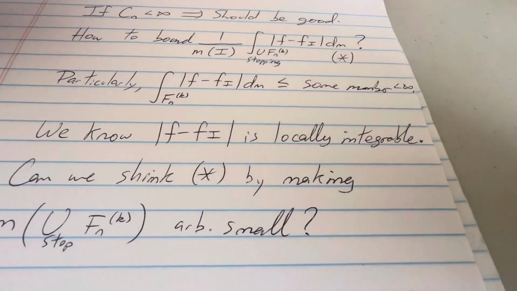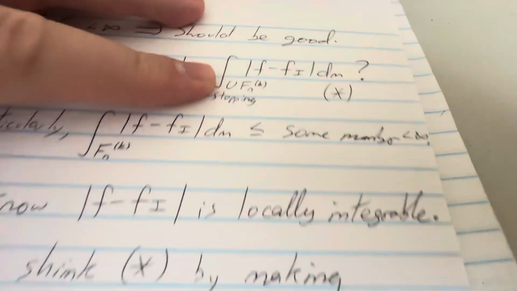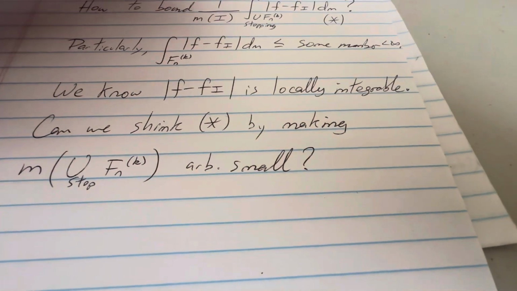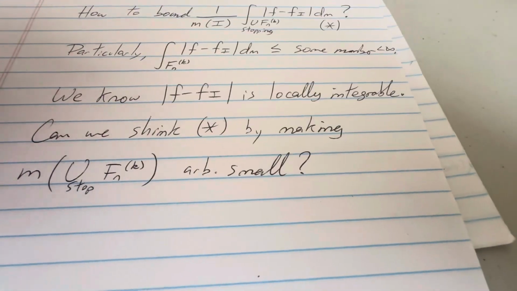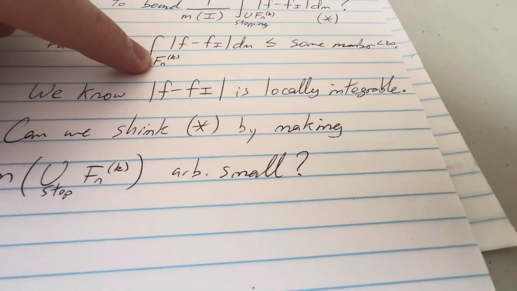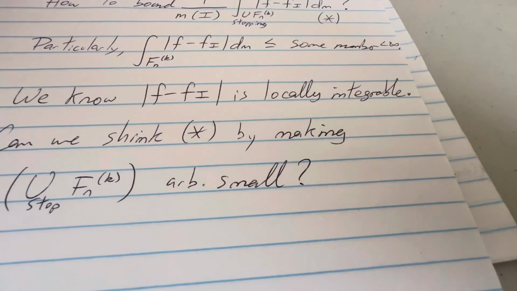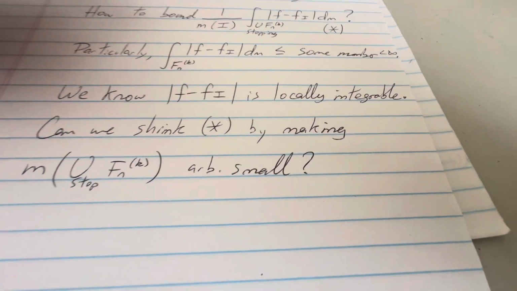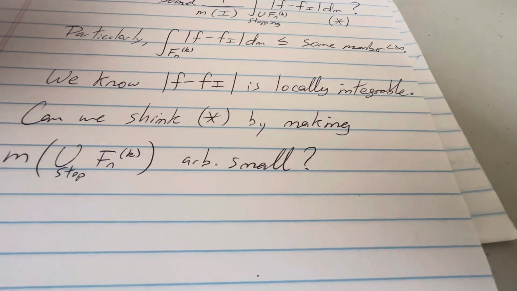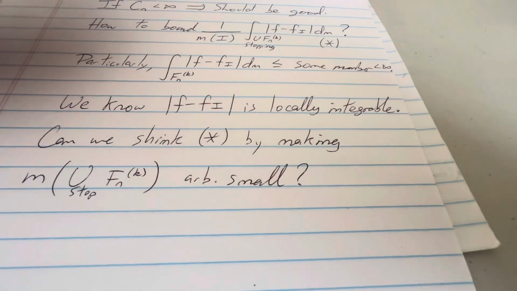And what I can do is try and make this union of stopping sets have arbitrarily small measure. So my strategy is not so much controlling what f minus f_I looks like, but controlling the set of integration. Because if I can make the set of integration arbitrarily small, I should be able to make this integral small. So it harkens back to uniform integrability, I think, or at least that's what I want to try and do.